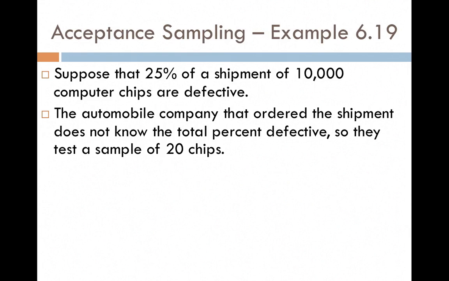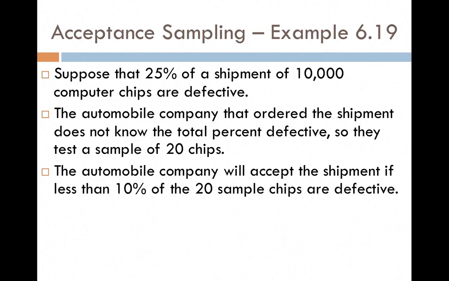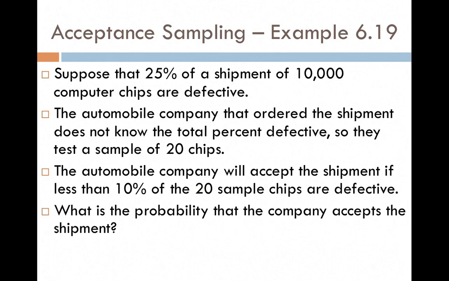So from the 10,000, they take a sample of 20, and they want to see whether or not they are defective. The automobile company will accept the whole shipment of 10,000 if less than 10% of the 20 sample chips are defective. What's the probability that the company accepts the shipment? So the company will accept if less than 10% of the 20 are defective. So we basically have to figure out, what's the probability that less than 10% of the 20 are defective? That's the same probability that the company will accept the shipment.